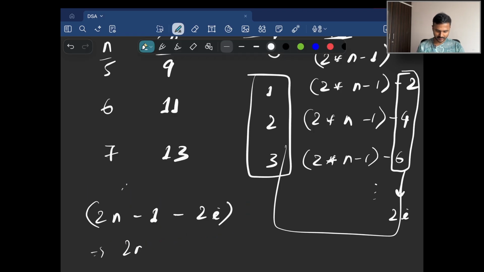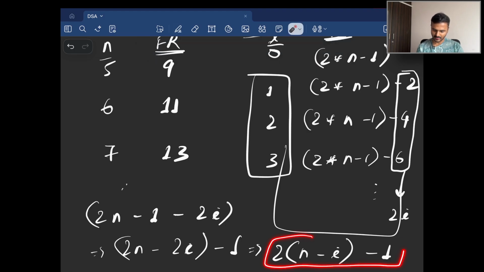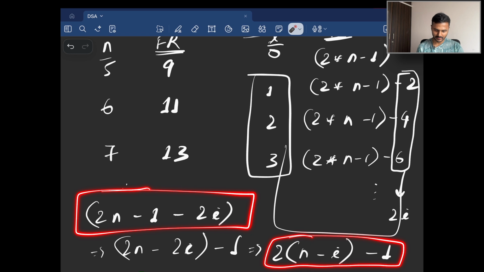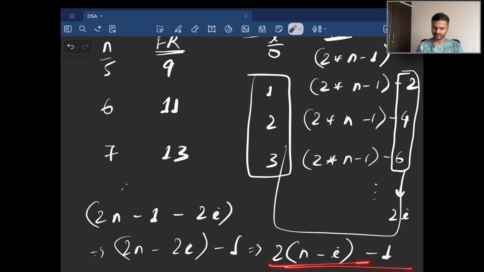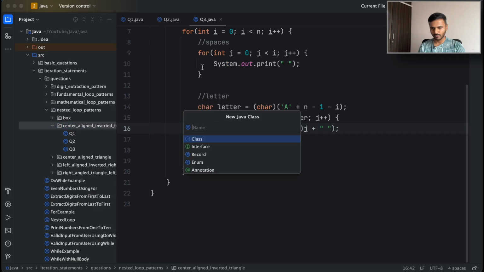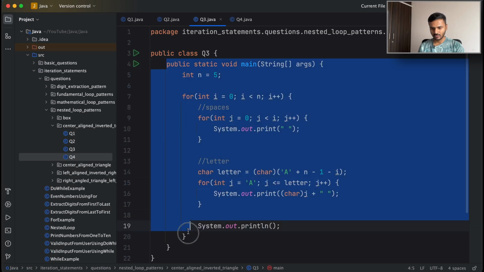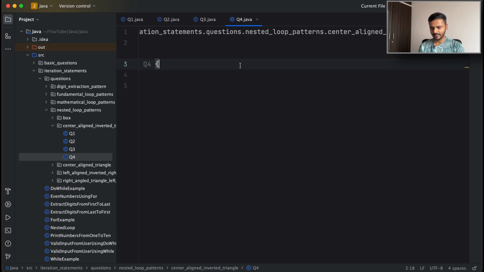Now, can we write this as 2n minus 2i minus 1? We can, right? Then can we say 2 multiplied by n minus i minus 1, right? This expression is just a simpler form of this, right? So with all of these discussed, we can now go to IntelliJ and start writing the code. So the first thing that we're going to do is create a new Java class and call it Q4. And over here, let's copy the main method and paste it.